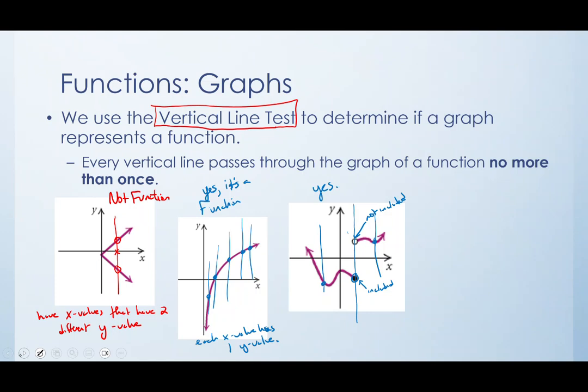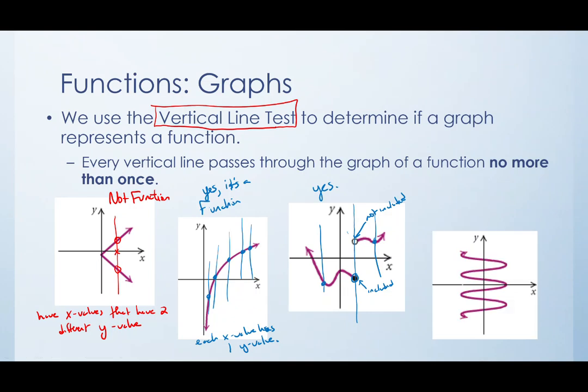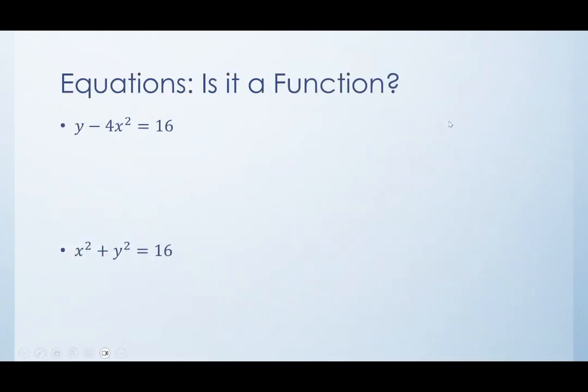And then we have one more. Does this one pass the vertical line test? No, right? I can draw any number of vertical lines here that will pass through the graph more than one time. All right, so this is a pretty simple test. If there are holes in your graph, or jumps, discontinuities, that's really the only time you have to think real hard about it.